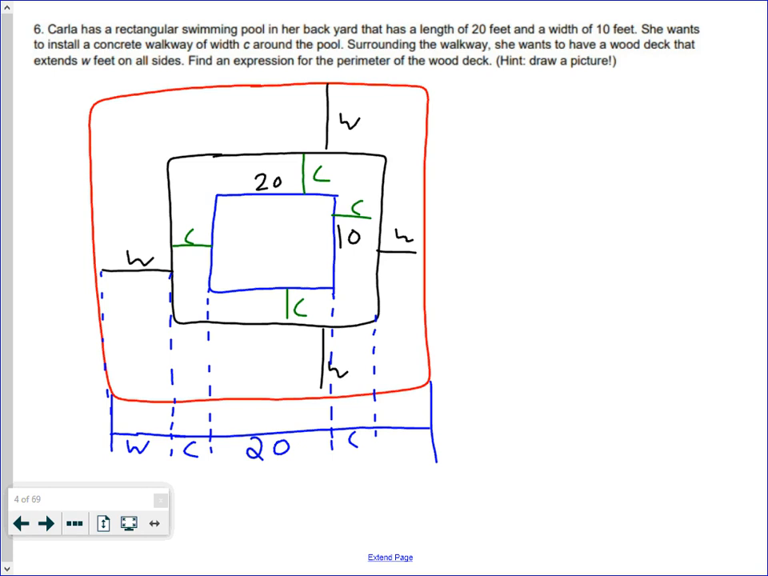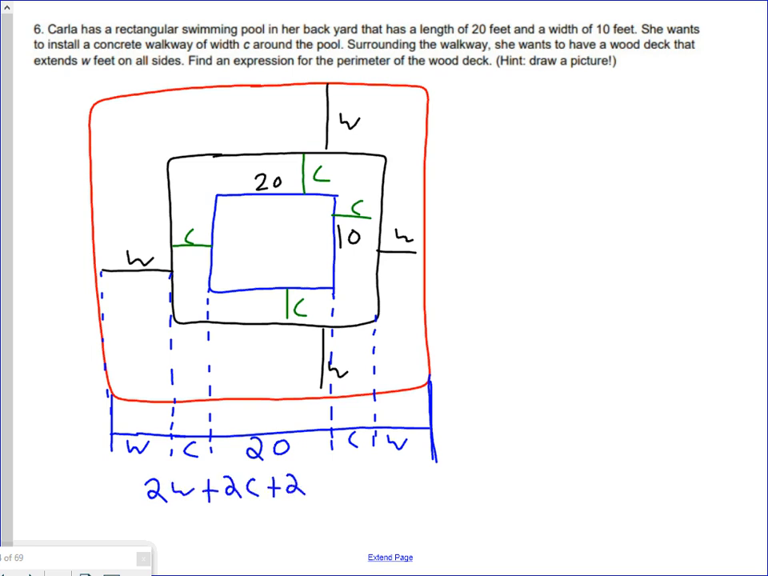And then from the edge of that blue line right here to the end of the wooden walkway, or the red square, is another W. So if we were to add all this up, we have 2 W's, 2 C's, and a 20. So it's 2W plus 2C plus 20. That's the perimeter of this whole part right here in the bottom of the square.